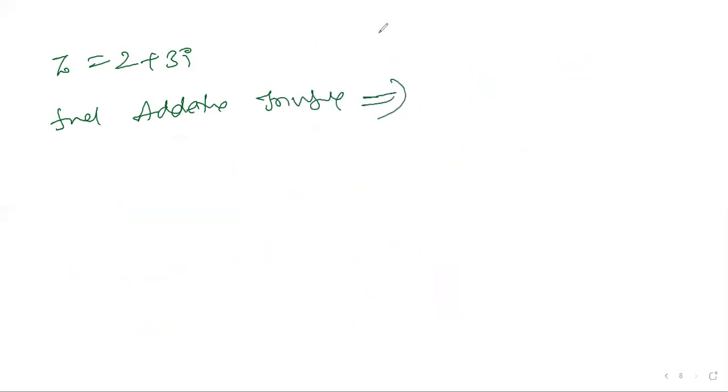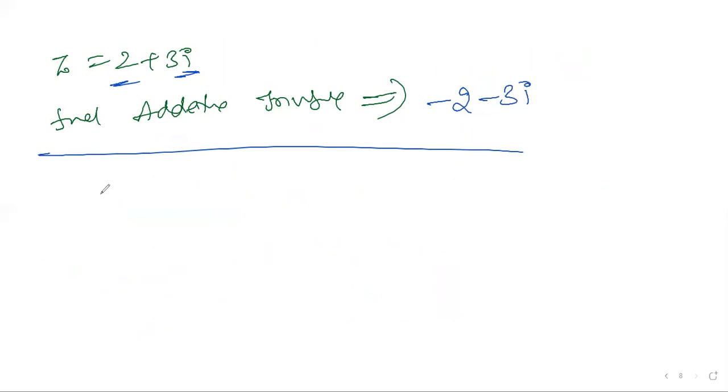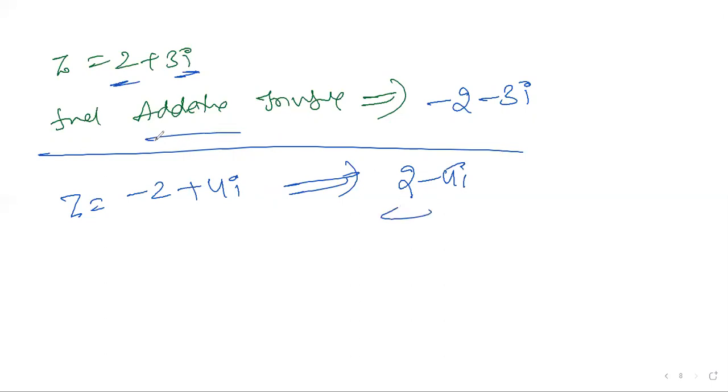What is the answer for this additive inverse? You have to change both signs. 2 minus 3i. Next question, z is equal to minus 2 plus 4i. What is the answer? Additive inverse? Plus 2, 2 minus 4i. This is the way to find the additive inverse. Till this is clear? Yes, I think so.